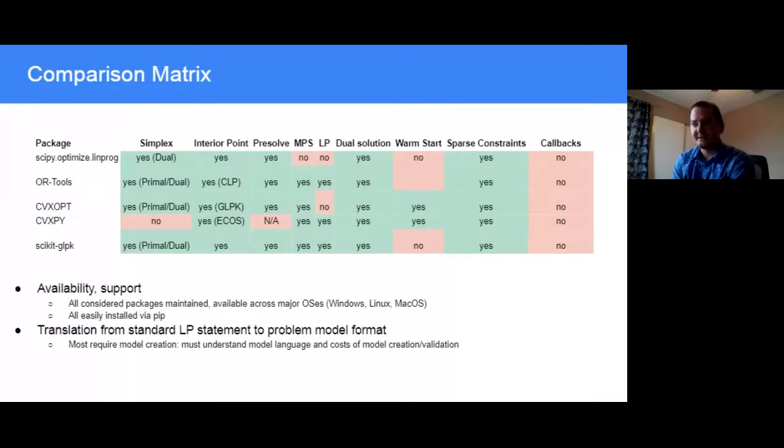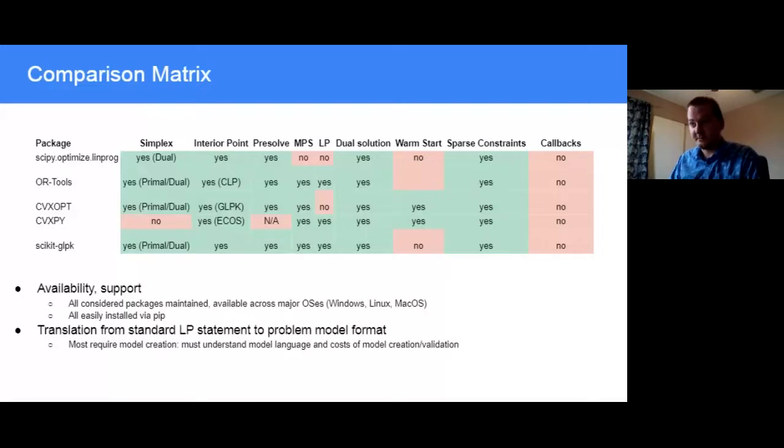This is a truncated list of features available from the solvers in each package. Most provide both primal and dual simplex solvers, and all include interior point methods. SciPy is the only package to lack MPS and LP file format read-write functionality. There is functionality provided by HiGHS, SciPy's integrated solver, but it is not exposed as a public API. There's also problem sensitivity information reported by all solvers in the form of duals or shadow prices. And this is also newer functionality for SciPy.